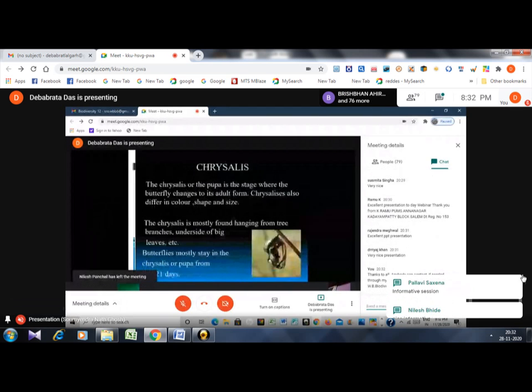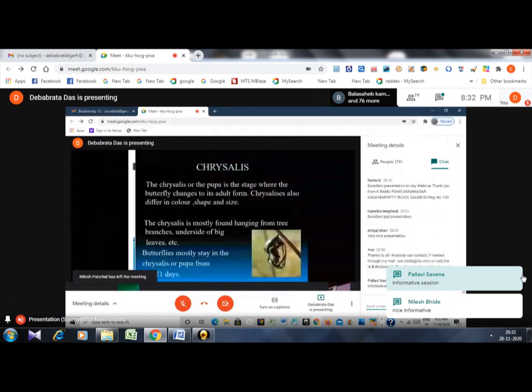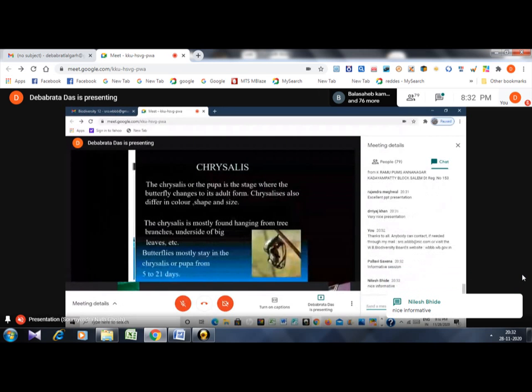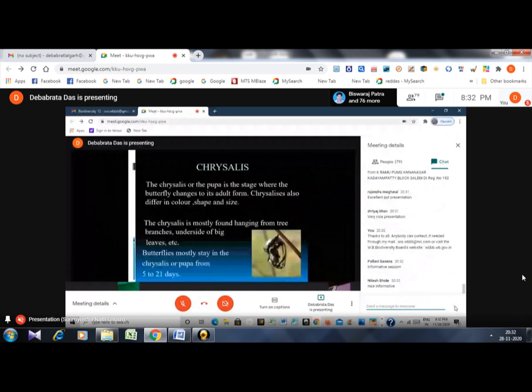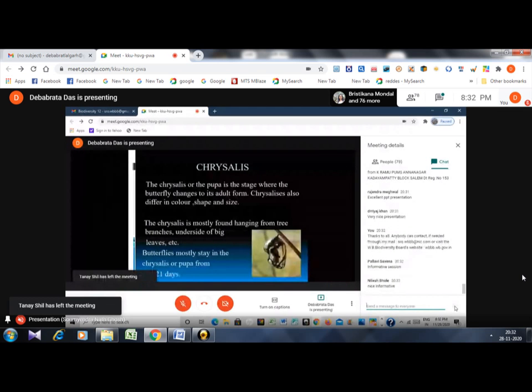Now we come to the chrysalis. The chrysalis, or the pupa, is the stage where the butterfly changes into its adult form. Chrysalises also differ in color. The photo you are seeing here is the chrysalis of the common crow. It is very metallic in color, and many chrysalises are also transparent in nature. After some days, you can see this transparent.